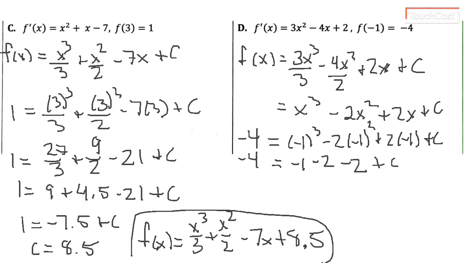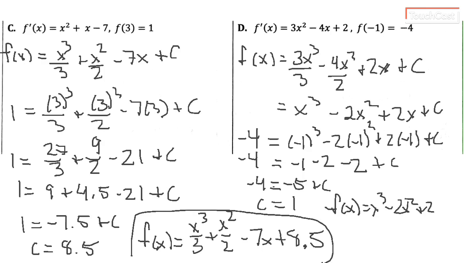If we combine negative 1, negative 2, we're going to end up with negative 5. So negative 4 equals negative 5 plus c. Adding 5 to both sides, we're going to find that c is equal to 1. So our function, f of x, is going to be x cubed minus 2x squared plus 2x plus 1.